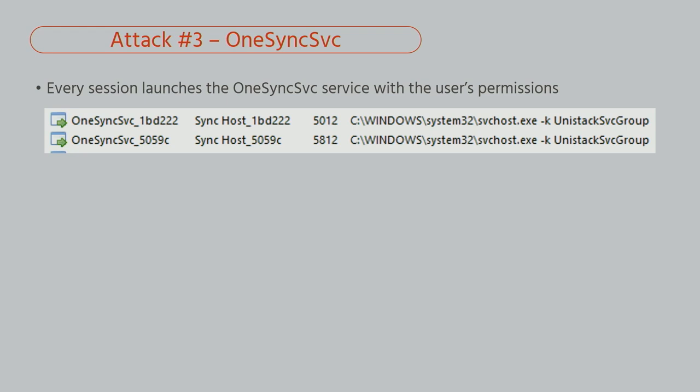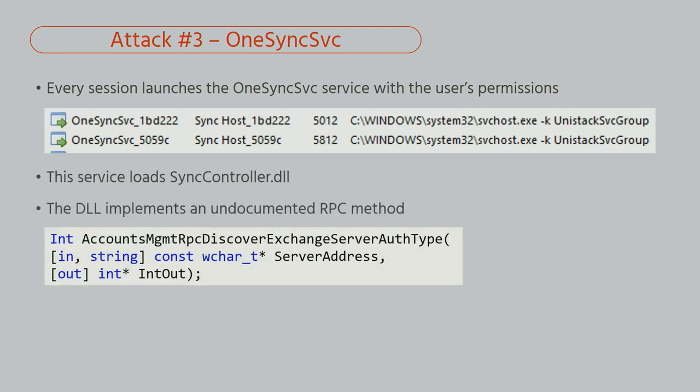Once two or more users are logged into the machine, each session launches the OneSyncSvc service with the user's permissions. Here we can see there are two instances of the service, each one with a unique suffix. This service loads the SyncController DLL. And this DLL implements an undocumented RPC method. Again, the name is too long, I'm not going to read it, but it receives a string that causes it to connect to any address we want.